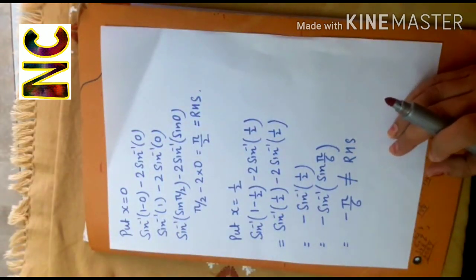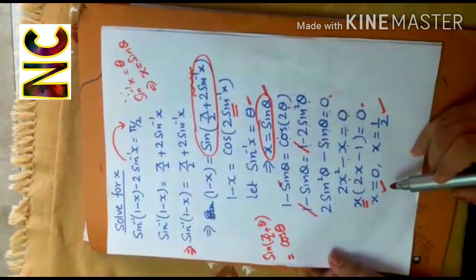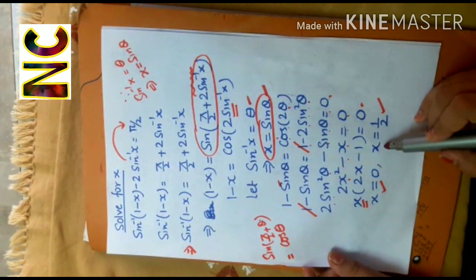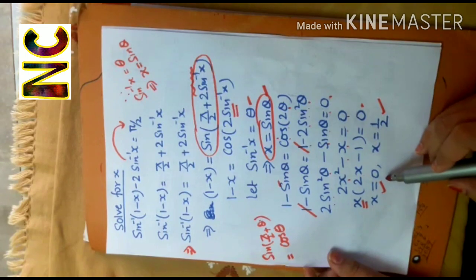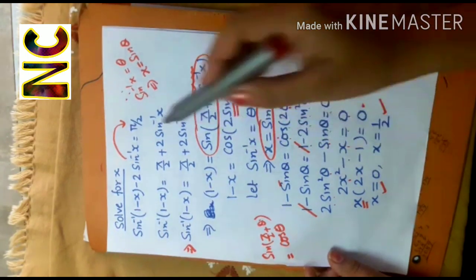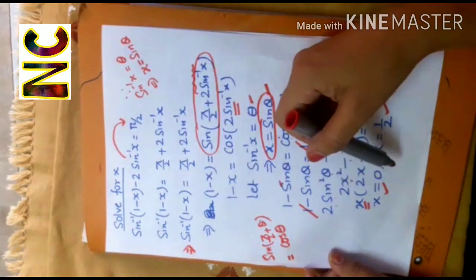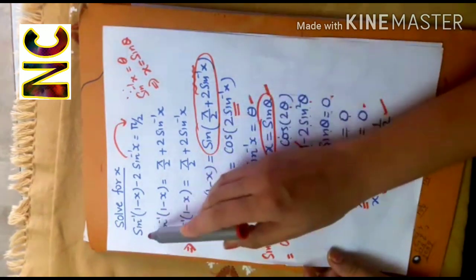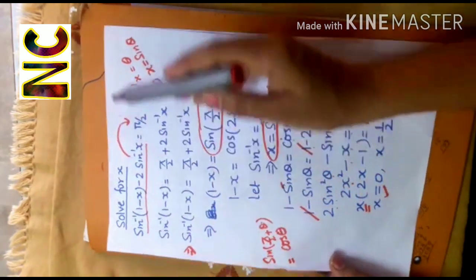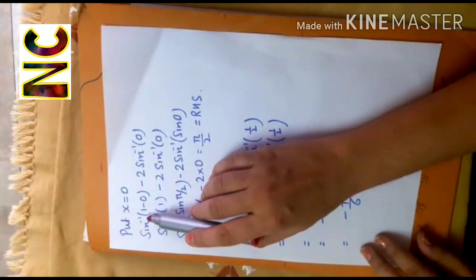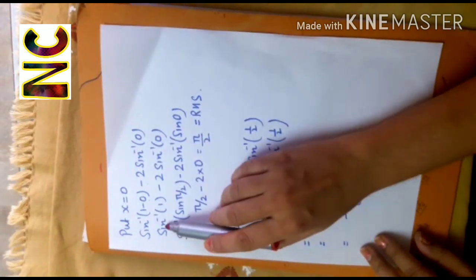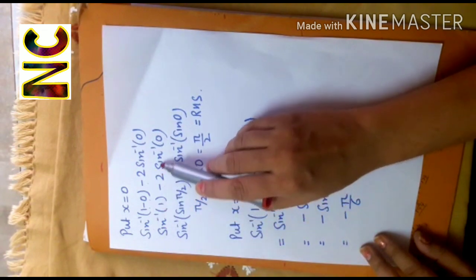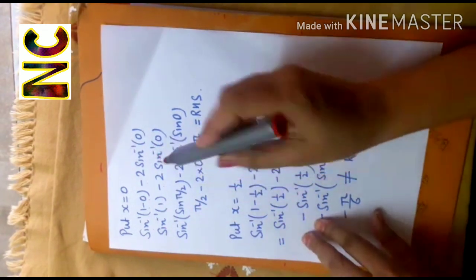So we have got the value of x equals 0 or x equals 1/2. Now I will check whether these two values satisfy the equation or not. So first I'll put x equal to 0 in this. So I'll be getting sin⁻¹(1 − 0) − 2 sin⁻¹(0), that is sin⁻¹(1) − 2 sin⁻¹(0).